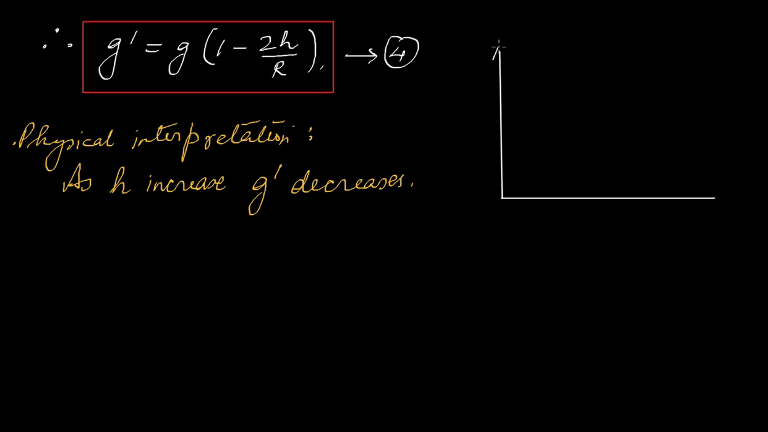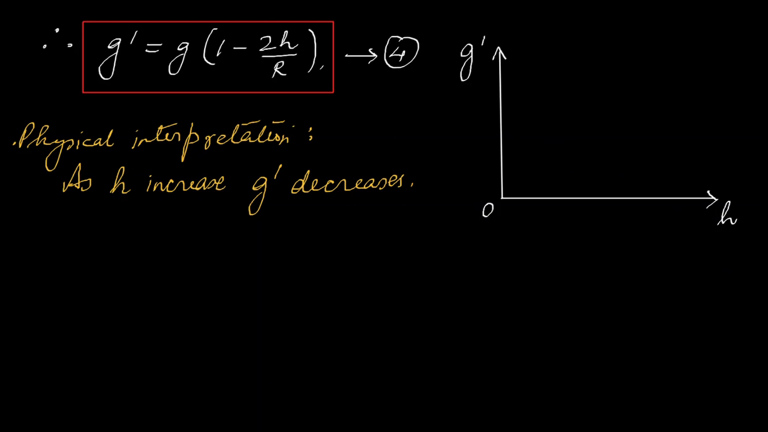Say you're plotting g dash along the y-axis, and you're plotting the height along the x-axis. Of course, when height is 0, what does that mean? It means that it is on the surface.